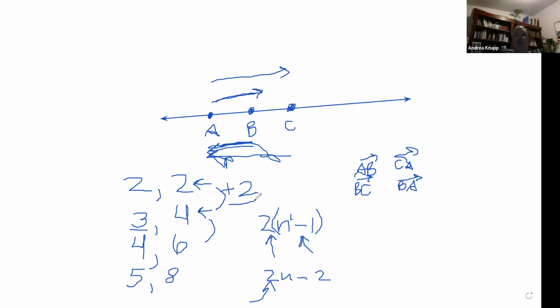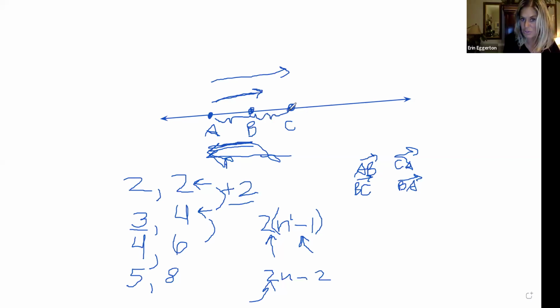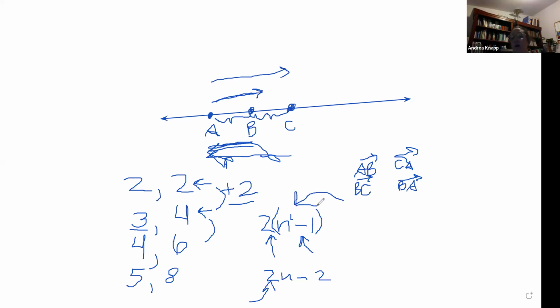Now, another geometric thing that I pointed out Tuesday was, you notice here that I have 3 points, but how many sections does that give me when there's 3 points? 2. 2 sections. So that's another clue that maybe I should be working with n minus 1 instead of just n.